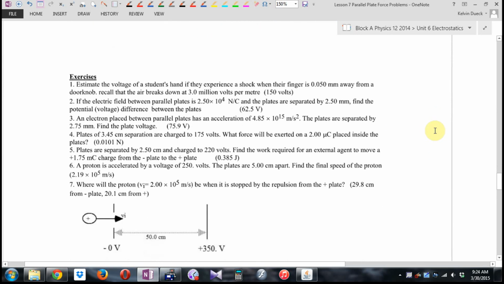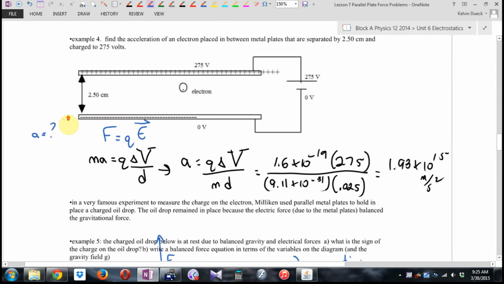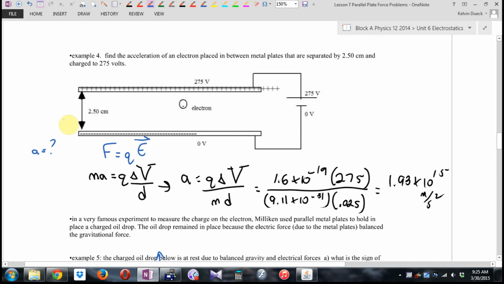Homework to try. Number 1. Number 2. Number 3. So number 3, here I'm telling you the acceleration, and I'm saying find the voltage. So number 3 is this question here, kind of done in reverse. I'm giving you A. I think you can work your way back and figure out what the voltage has to be.